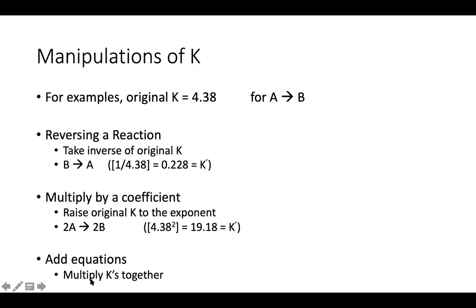And then if you ever need to add equations together, it's not too common to have to do that, but if you ever add equation 1 and equation 2, you just multiply the K values together. So you multiply those equilibrium constants together.